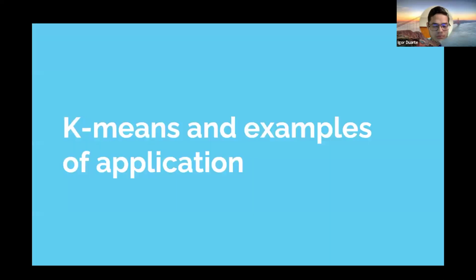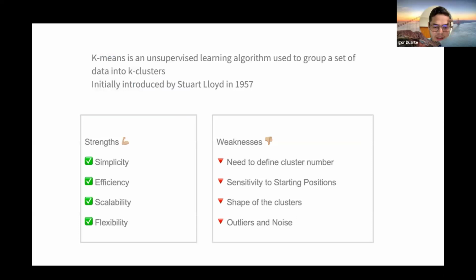To keep going, I will speak about k-means. And k-means, it's an unsupervised learning algorithm used to cluster a data set into k clusters. So the goal of k-means is to partition the data so that the points within each cluster are more similar to each other than to points in the other clusters. So that's an important definition here.